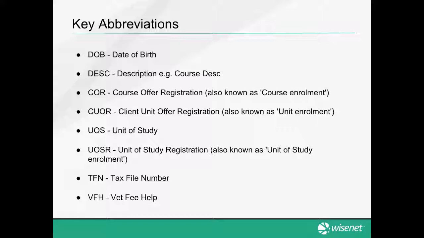And for clients who do VET Student Loan or FEE-HELP or PIR reporting, higher education, and of course the VET Student Loan, you will be mostly seeing the UOS and the UOSR, which is very similar to the COR. So the unit of study is what you set up at the course offer level, and the unit of study registration would be at the student level. And the rest of it is very basic: the date of birth, description, the TFN, and the FEE-HELP.